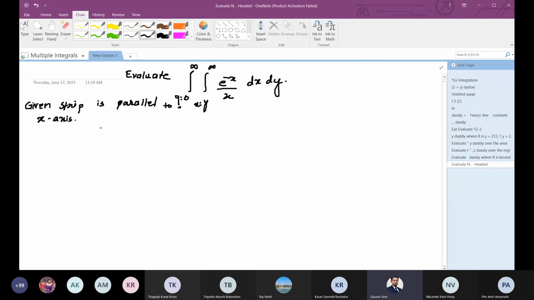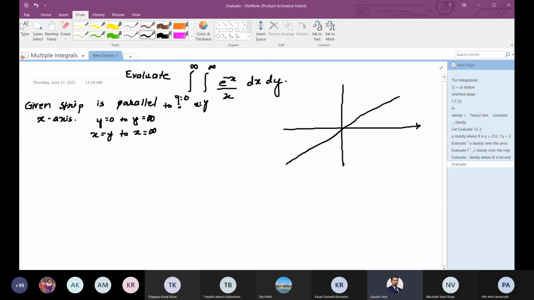With that, y is running from 0 to y equal to infinity, and x is running from x equal to y to x equal to infinity. Let's just try to draw the diagram with the information that we have. What is the equation? X equal to y. X equal to y is a straight line passing through the origin. So your strip starts from the line and goes to infinity. The second equation gives you the complete idea. So first, the strip is parallel to x-axis. And second information is the strip is starting from the line.